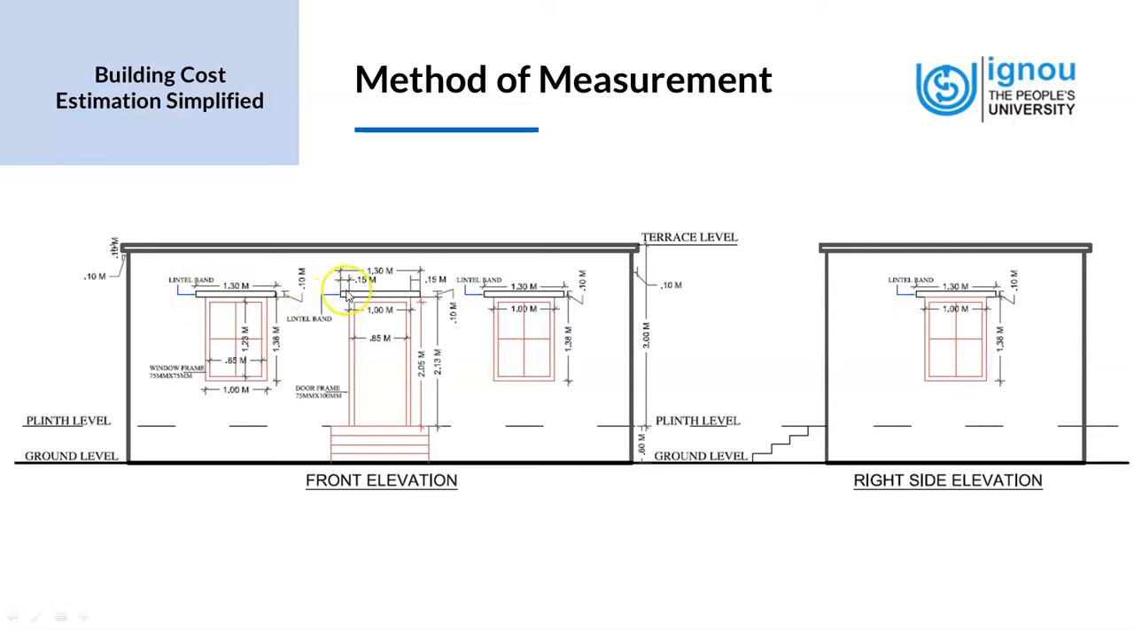Now there is one more piece of information available from the drawing, that is the lintel band that goes above both the windows and also the door. Now the lintel band width is 1.3 meters. That's the same for all the three openings.